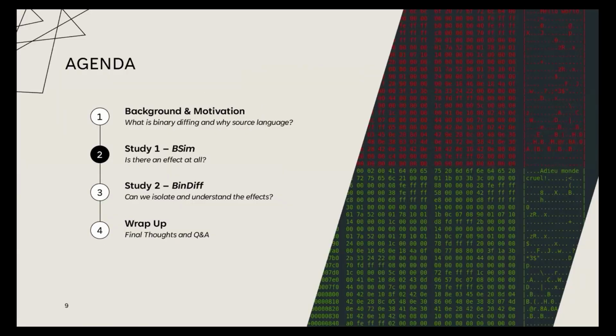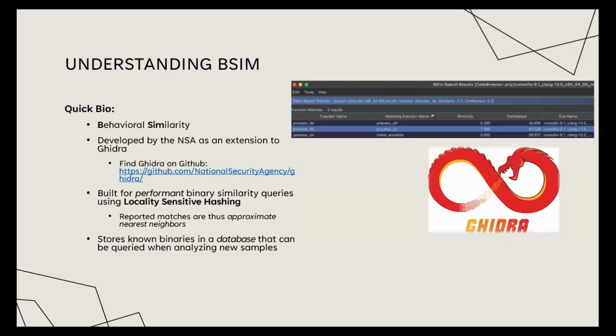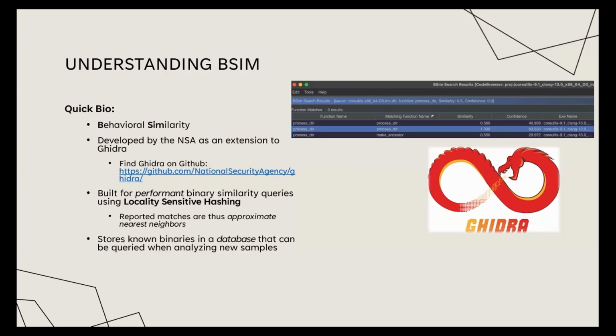All right, so let's go on to our first study. We used BSim. So a little background on BSim. It is an extension shipped with Ghidra. So our friends at the NSA developed BSim and shipped it with Ghidra, I think 11. You can find it on GitHub, all the source code's there. It's really built for performant binary similarity.